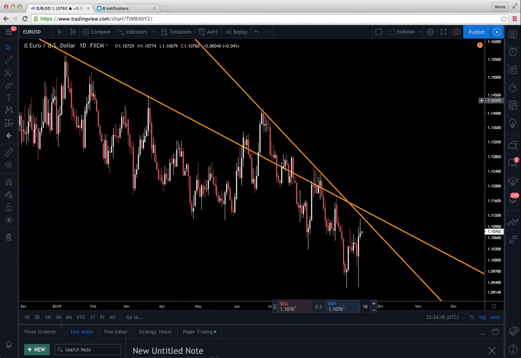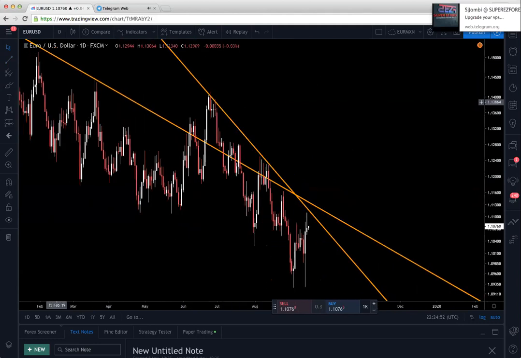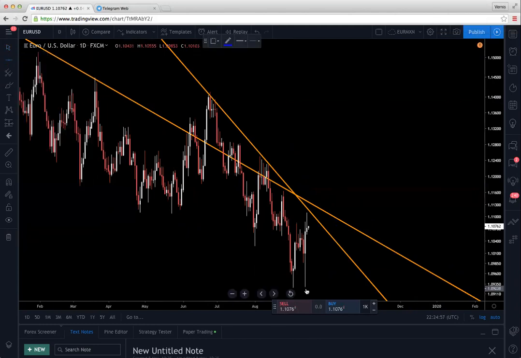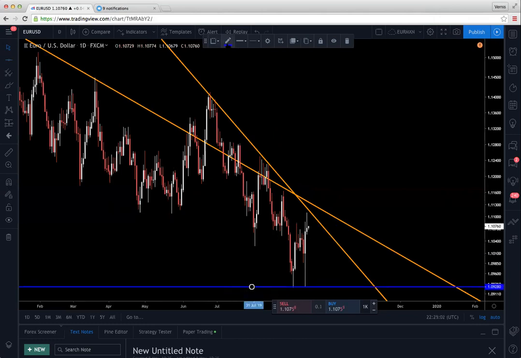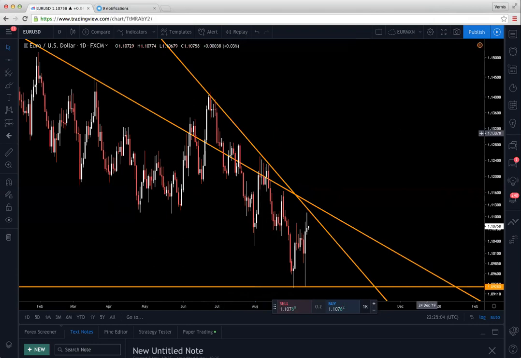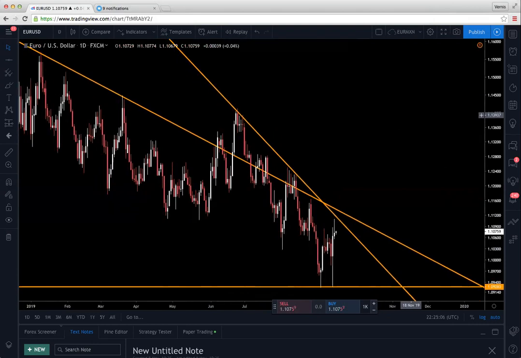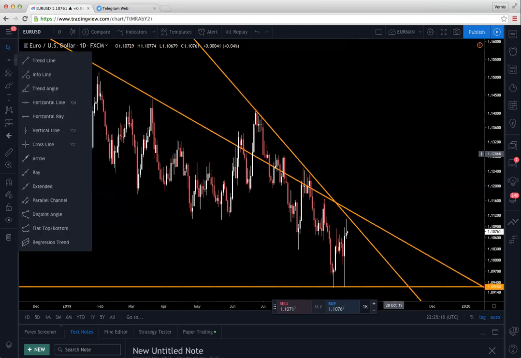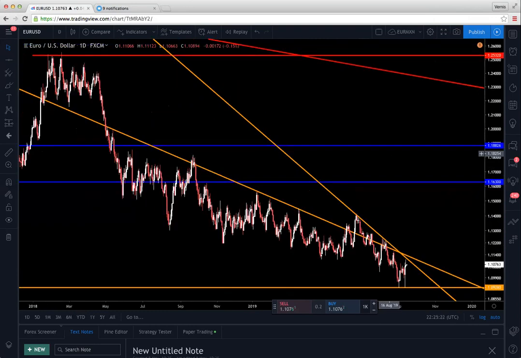All right, so let's do this. So this is what we're looking for here. And this is what I'm gonna look for. Okay. According to this, we see that we're on a downtrend, right?